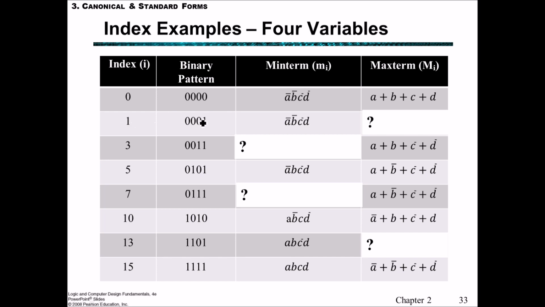So let's think about index 0, 0, 0, 1. Minterm, A, B, C are all complemented, D is not complemented. So for the maxterm, we should have A, B, and C not being complemented and D being complemented: A or B or C or not D. For this one, 0 means complemented, so not A, not B, not C, and D not complemented. For 7, we've got 0, 1, 1, 1. Remember, 0 means complemented, so not A. 1 means not complemented, just normal. So B, C, and D are all not complemented. 13, we have 1, 1, 0, 1, being the binary pattern for 13.